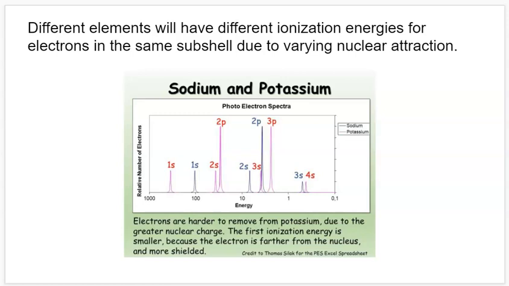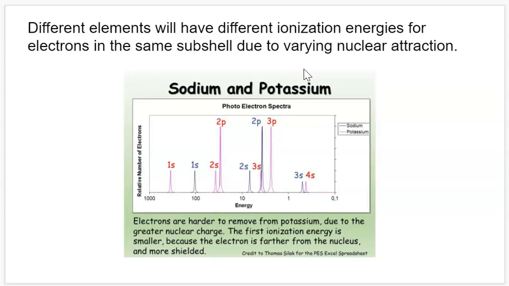So say we were to plot 2 elements using PES on the same graph. And what we're going to see is based off of how many protons that element has, it's going to shift the spectrum in one direction or the other. So on this graph here, we have an overlay of the spectrum for sodium and the spectrum for potassium.